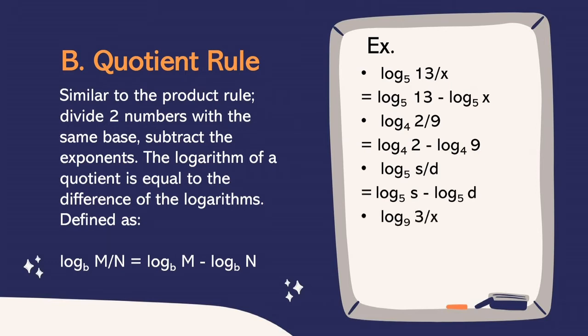The logarithm of 3 over x to the base of 9 is equal to the logarithm of 3 to the base of 9 minus the logarithm of x to the base of 9. The logarithm of x over y to the base of 9 is equal to the logarithm of x to the base of 9 minus the logarithm of y to the base of 9.